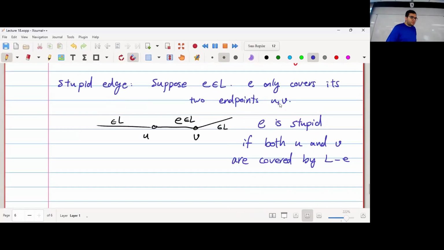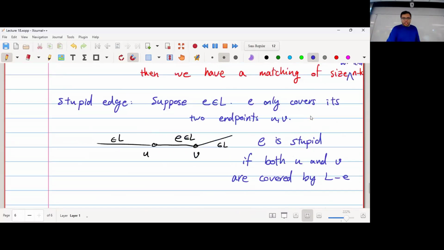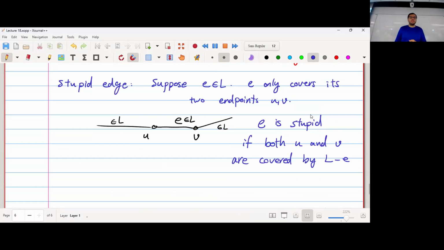So the first thing I do is that I keep removing stupid edges. And there is no unique way of doing this. Again, based on the order that I'm removing, different edges might be stupid or not. But anyway, I start with my edge cover L. I say as long as there is a stupid edge, find the stupid edge and remove it. So I end up with an edge cover which is minimal. It's an edge cover that doesn't have any stupid edges.